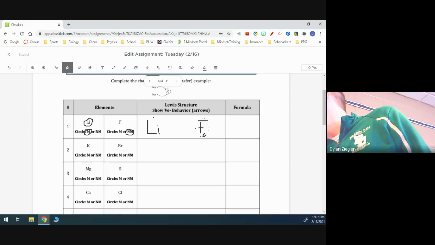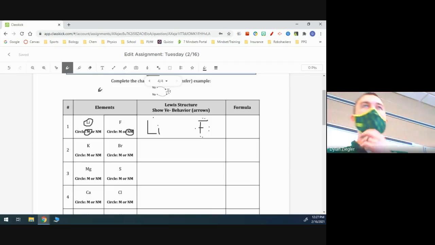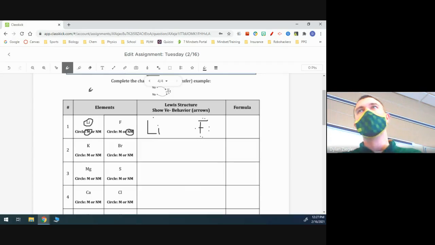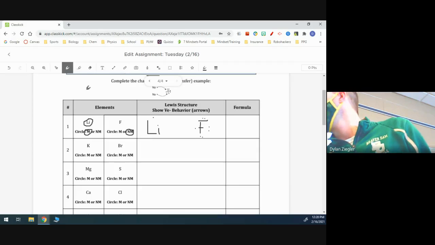All right. Now, I need to show valence electron behavior. And with ionic bonds, it's always a transfer. And so I need to transfer electrons here. Can anyone help me? Which way are the electrons going to transfer? Are they going to go from F to Li or from Li to F? Yes. Okay, good. How'd you know that?